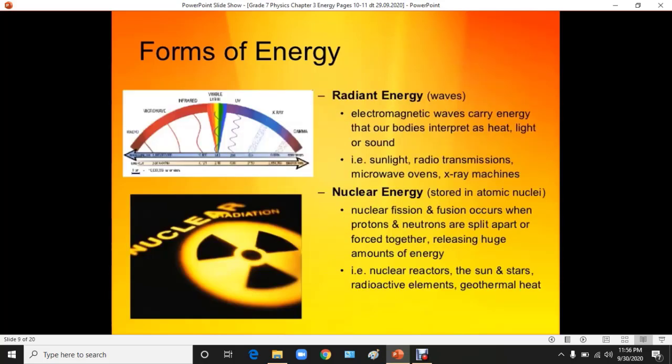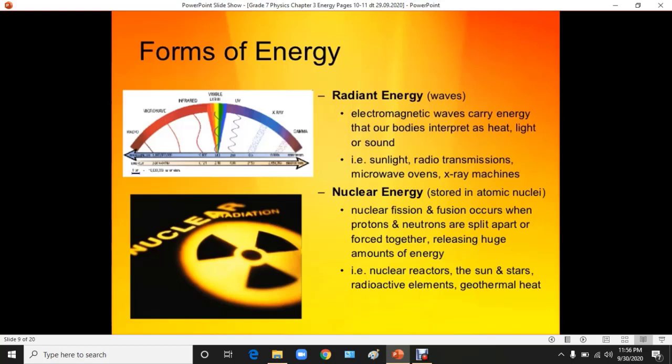Another energy form that we are talking about is radiant energy, or we can also say waves. Here electromagnetic waves carry energy that our bodies interpret as heat, light, sound. That is sunlight, radio transmissions, microwave ovens, X-ray machines. These are all examples of radiant energy.